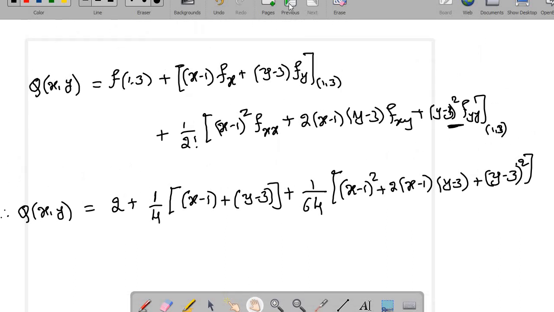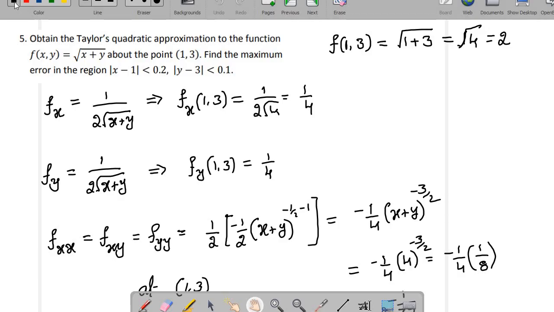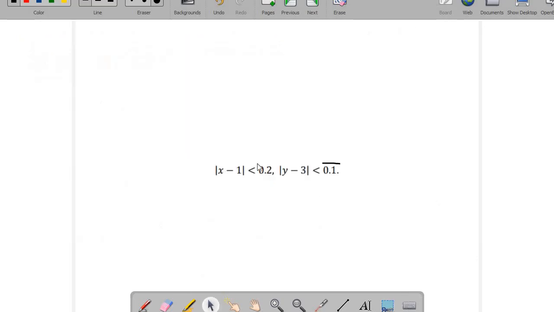Okay. So now let us go for the second part. So what is the second part? Find the maximum error in this region. So let me take this region here. So the given region is this one.